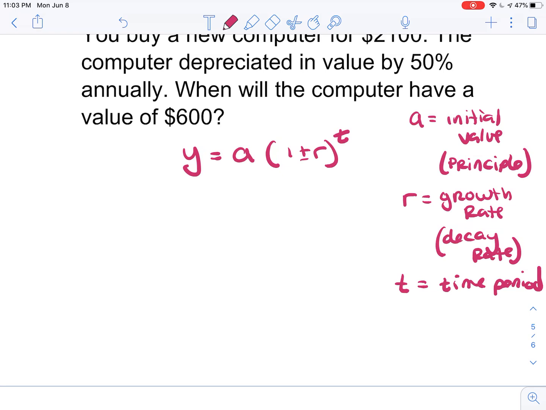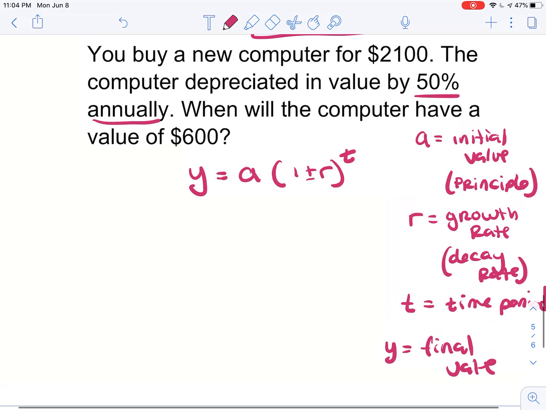Now, you want to make sure that the time period always matches the growth rate. So in this case, we have 50% annually. So this time period is going to be in years. If it was daily, the exponent would be in days, etc. And y is our final value after exponential growth or decay has occurred.